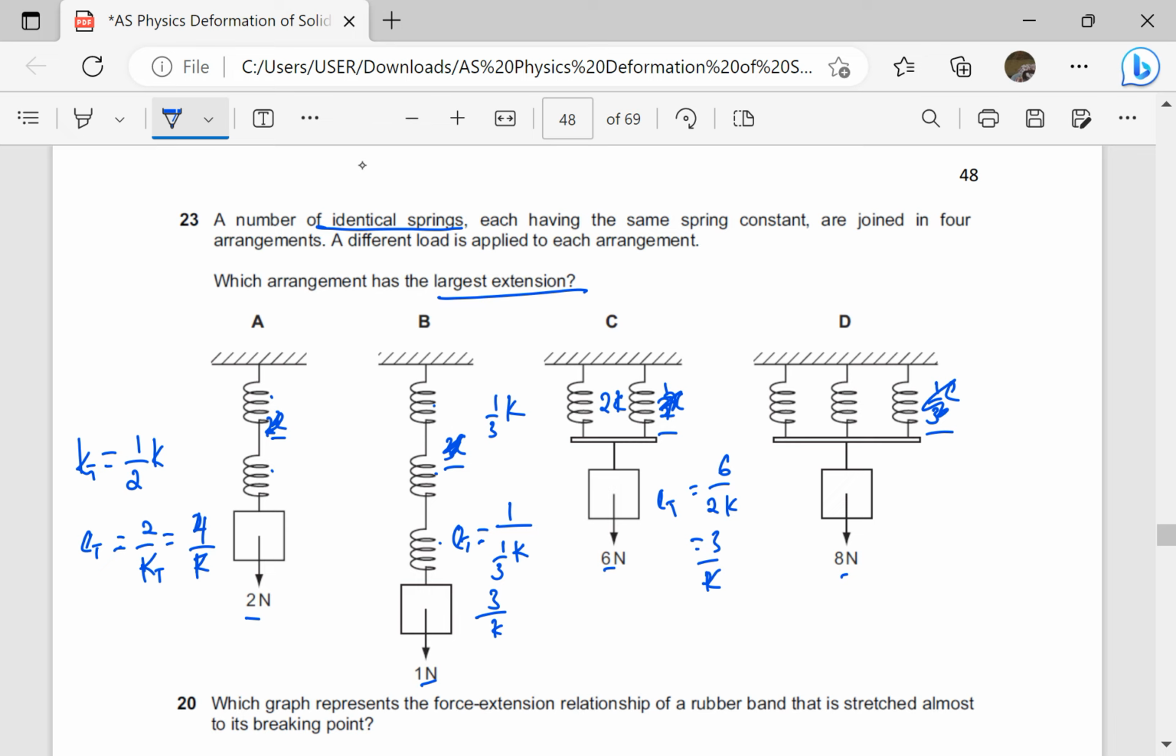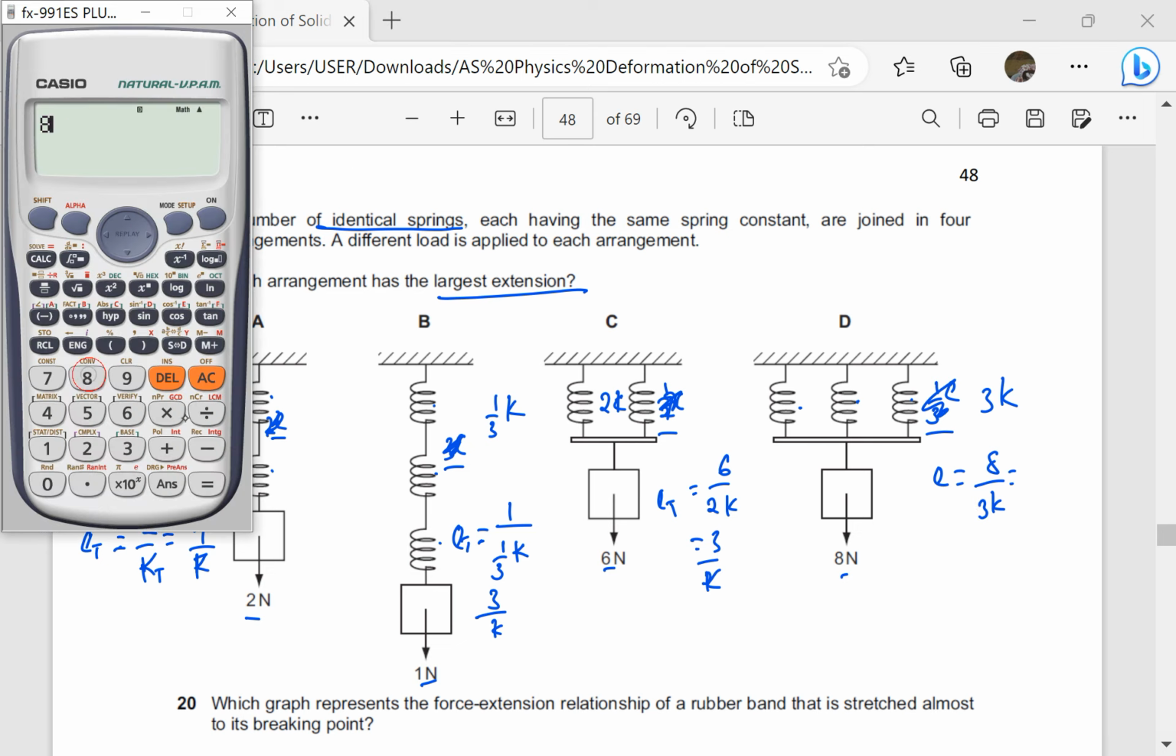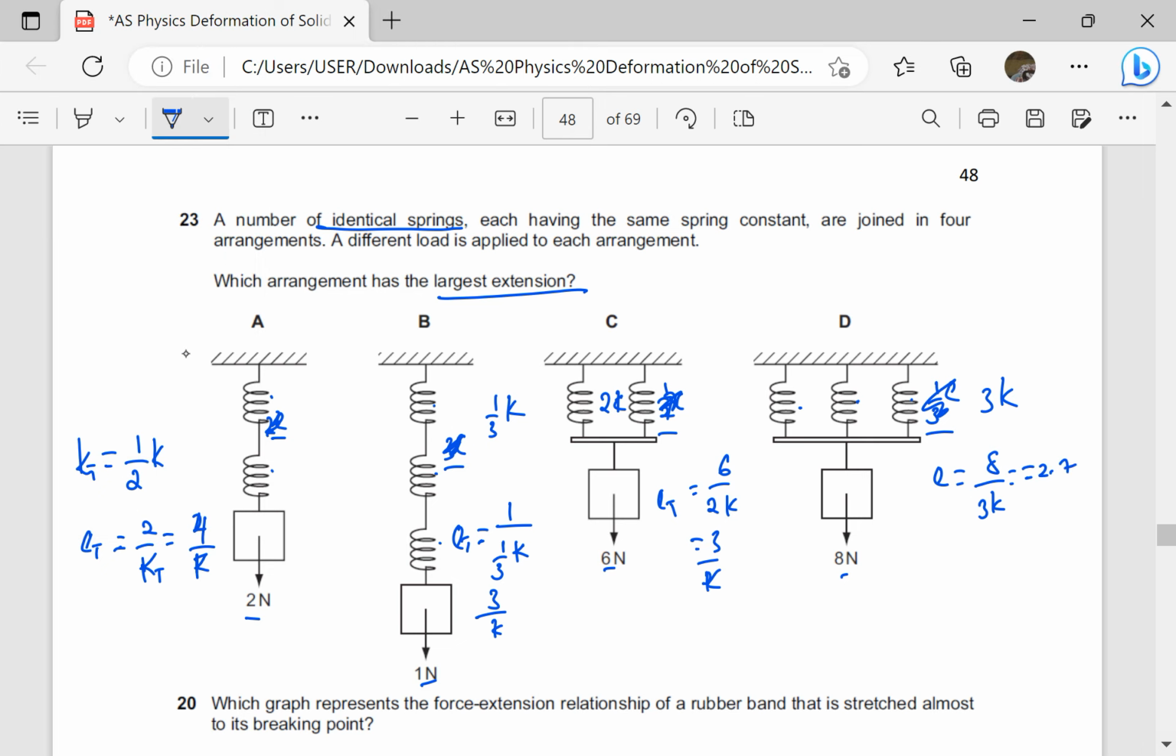Then here I'm having K and K and K, that will be 3K. Extension is going to be equal to force, which is 8 divided by 3K, which is going to be, what is that value? 8 divided by 3, that is 2.6. So this one is 2.6 divided by K, or 2.7 divided by K.